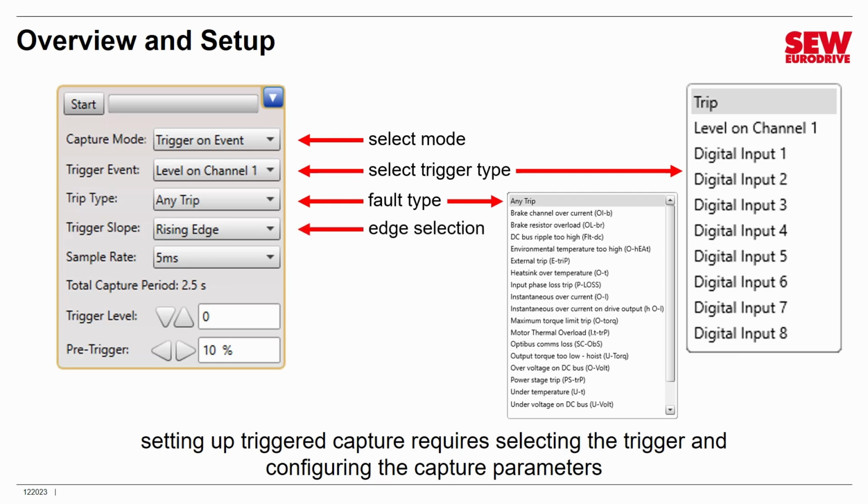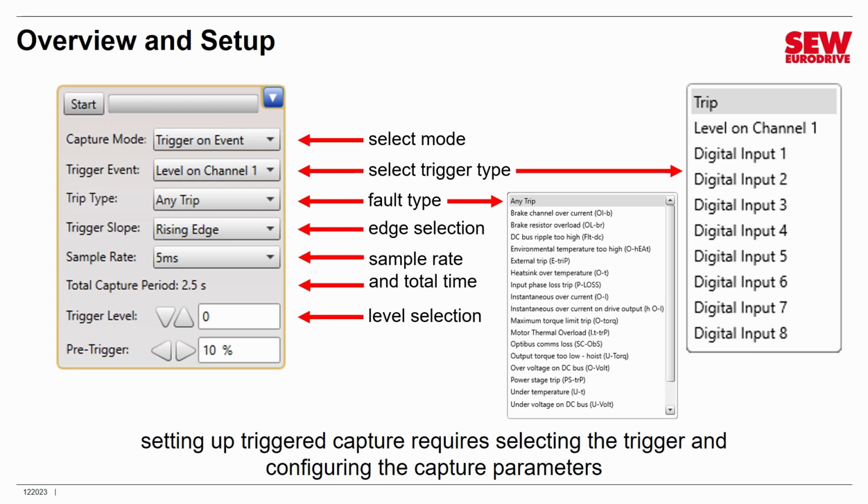Now, if you pick one of the digital inputs, then you have to pick an edge selection, whether the signal is rising from a low to high or falling from a high to low. If you want to trigger on the level on channel 1, then you can set the value. For example, let's say you're monitoring RPM on channel 1 and you want the scope to trigger if the RPM goes over 1,000 RPM. You would set the trigger level to 1,000 RPM.